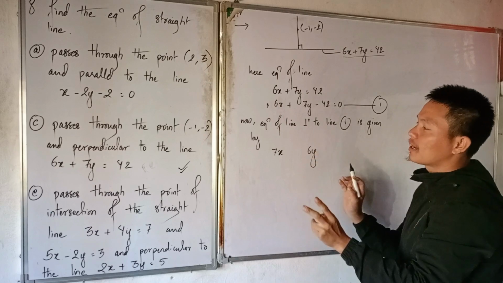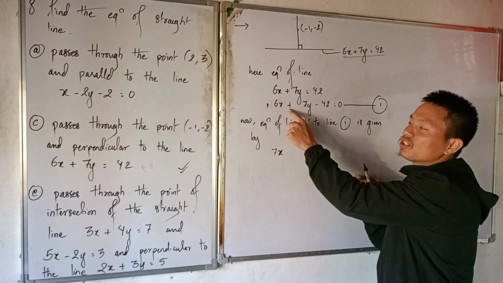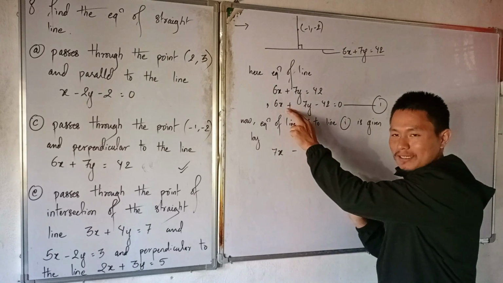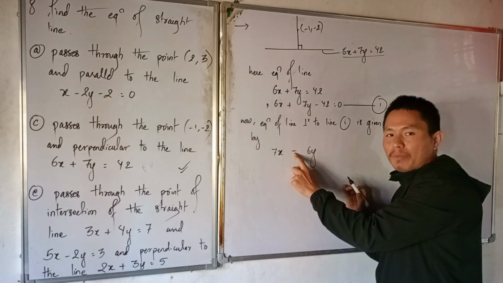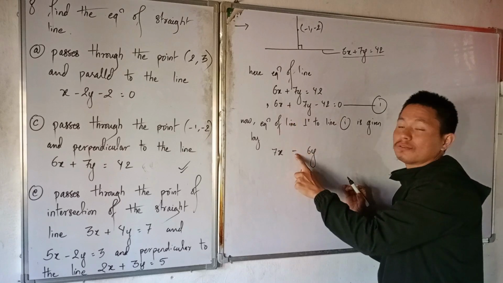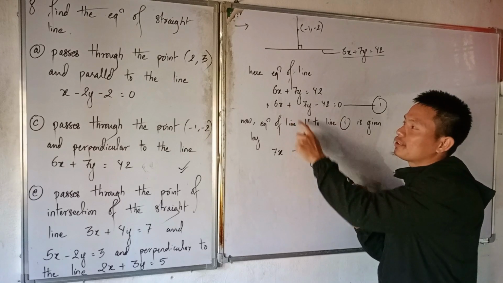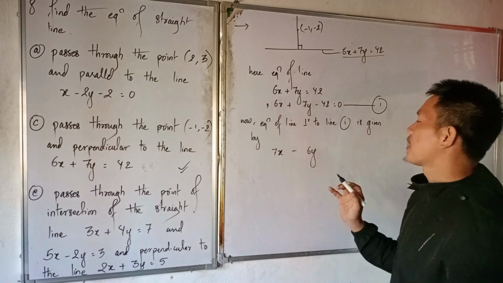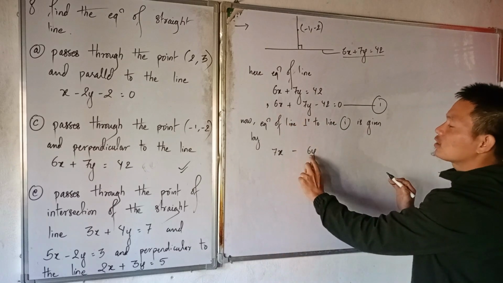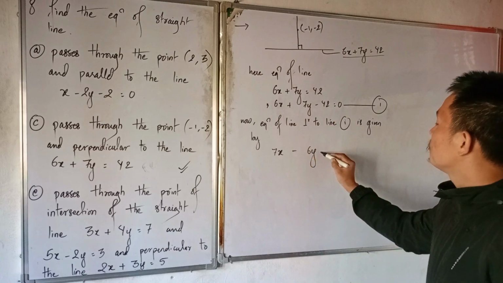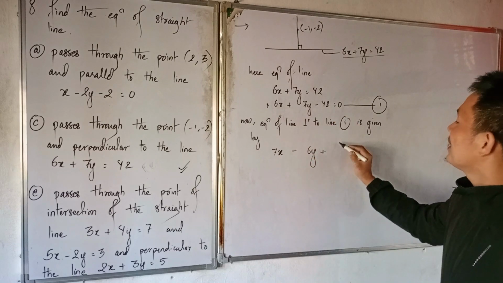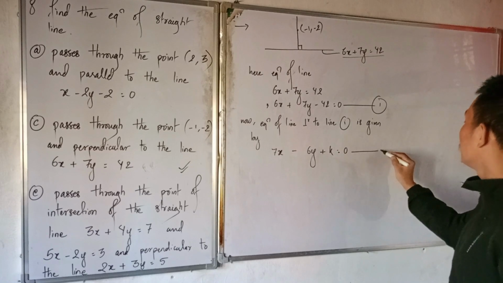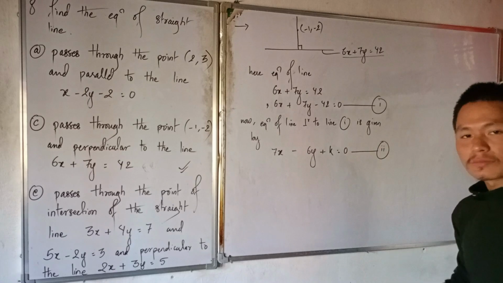Just interchanging. And also if there is a plus sign, now it becomes minus. If there was minus, now that becomes plus. Just interchange the sign also. Plus becomes minus and minus becomes plus. Now 7x minus 6y. Now the constant term will also change, that we write here as k equals to 0. So this is equation 2, we suppose.